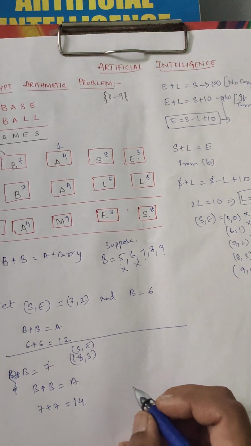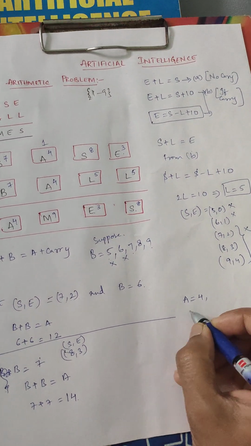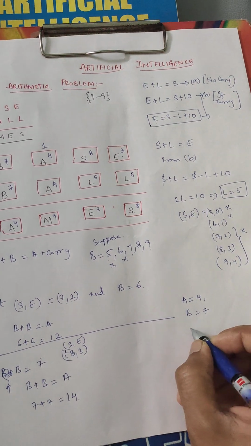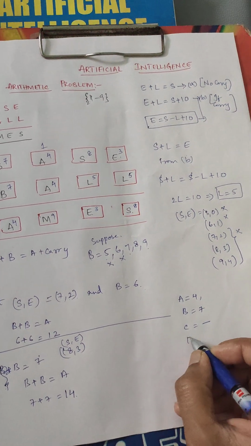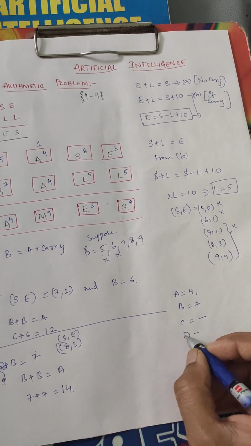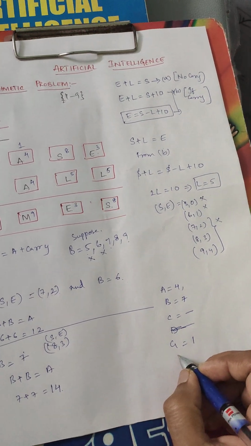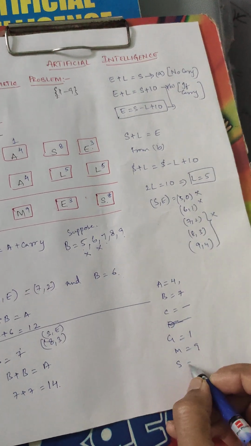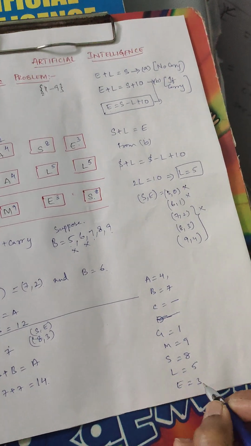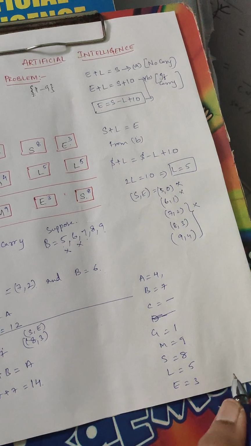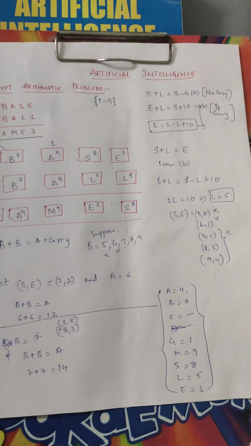So likewise we got the A value to be 4, the B value to be 7. C we don't have in this, so it is nil. D also we don't have, sorry. We have G to be 1, M to be 9, S to be 8, L to be 5, E to be 3, and that's it. So these are the combinations of the numbers that we have analyzed in this CryptArithmetic problem.